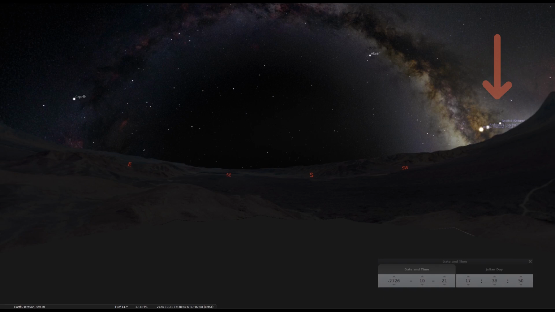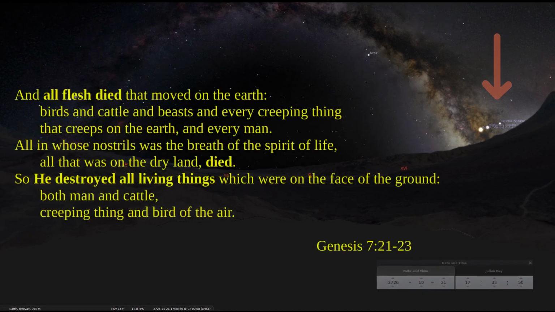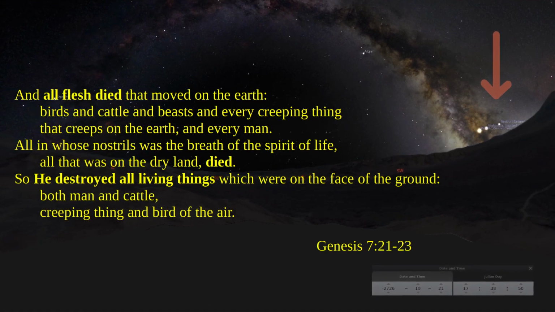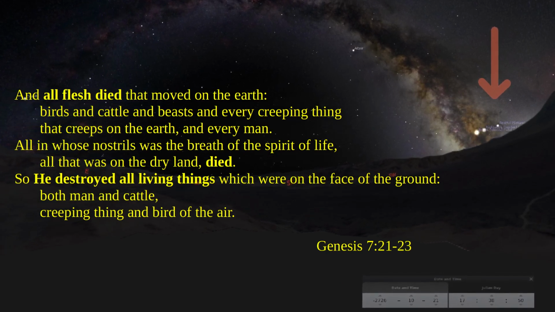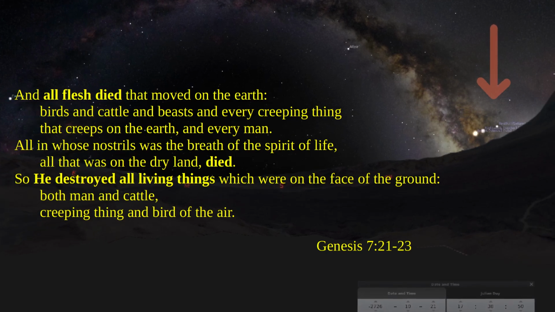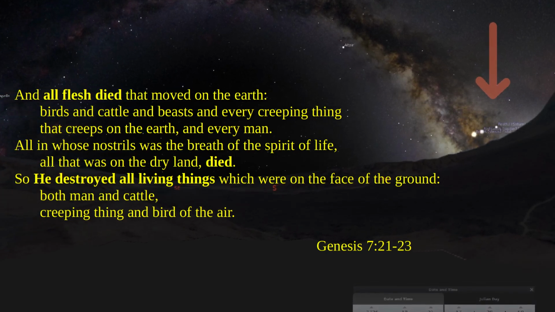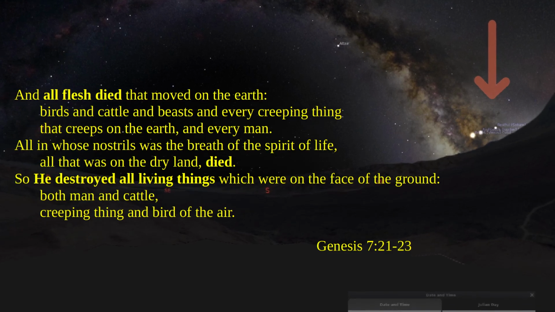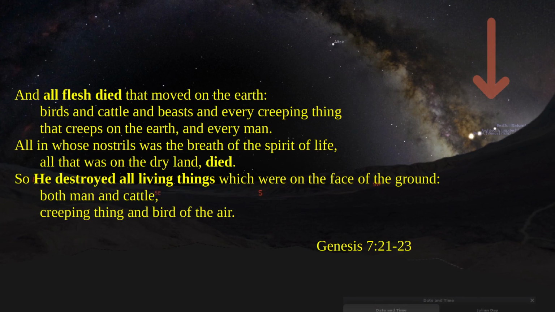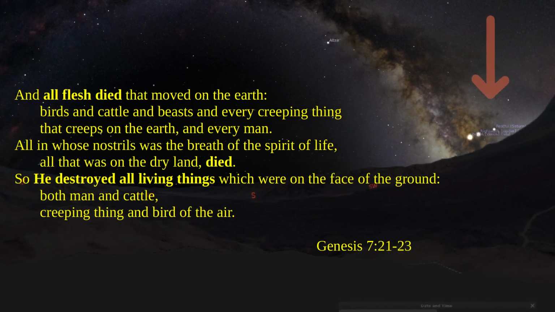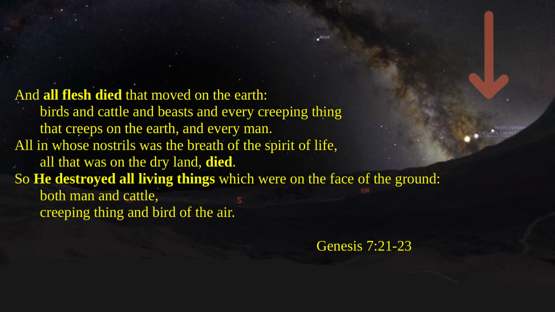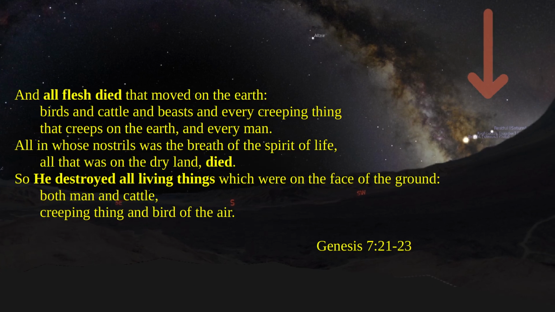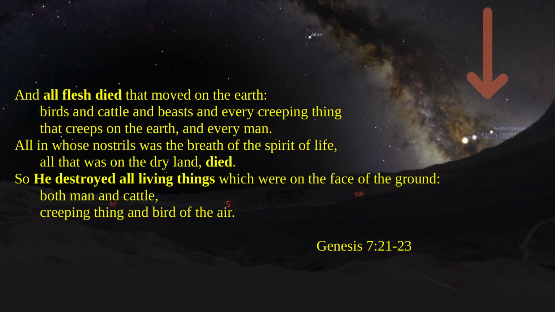The Genesis 7 narrative repeated 3 times the same thing. And all flesh died that moved on the earth, birds and cattle and beasts and every creeping thing that creeps on the earth, and every man, all in whose nostrils was the breath of the Spirit of life. And all that was on the dry land died. So he destroyed all living things which were on the face of the ground, both man and cattle, creeping thing and bird of the air.